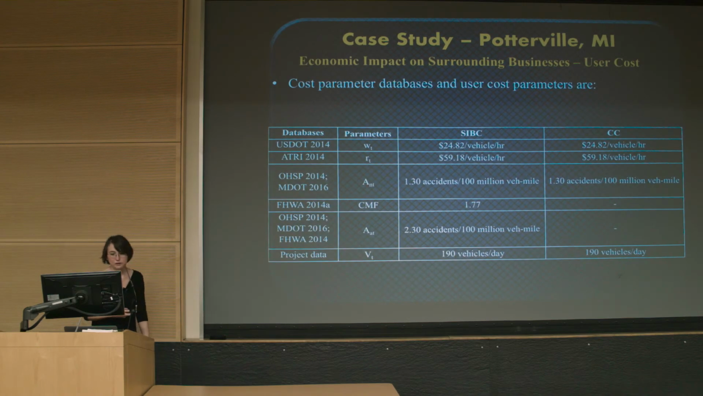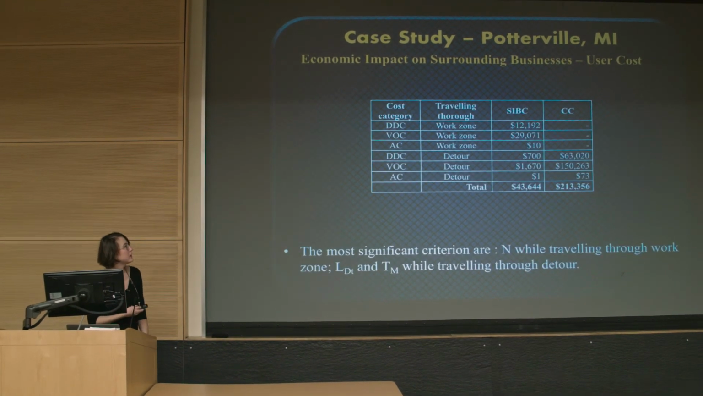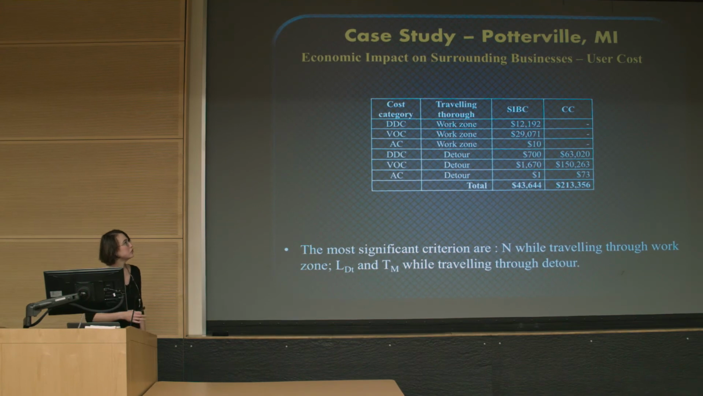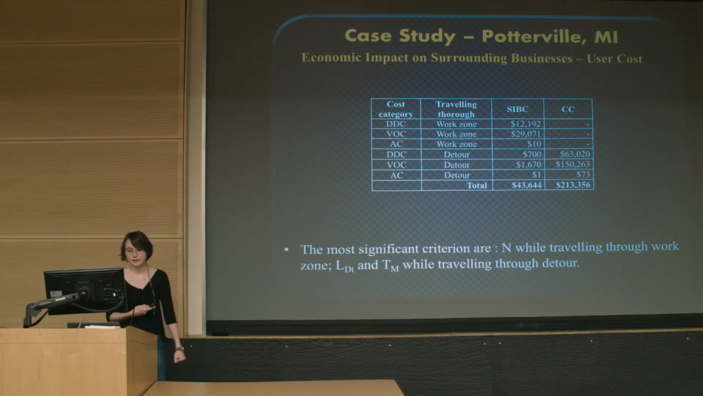And then when we come to the economic impact on surrounding businesses, this is calculated with trucks. So here is the data and associated parameters again, and here is the result of that computation. It's almost 5 times more with conventional construction than SIBC.